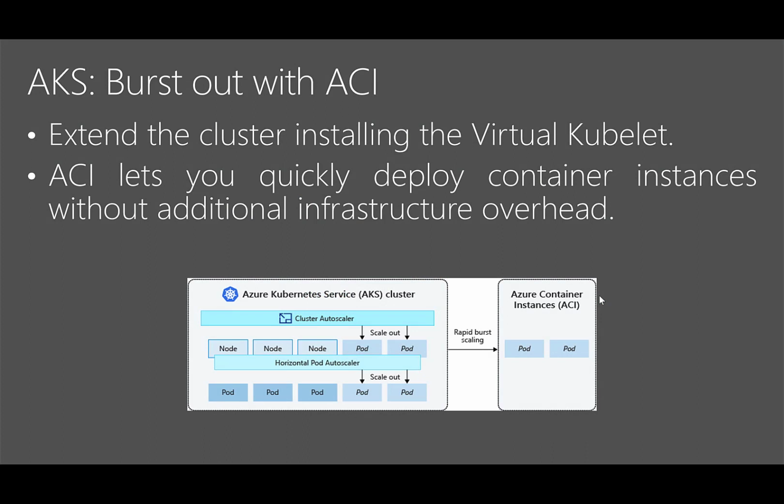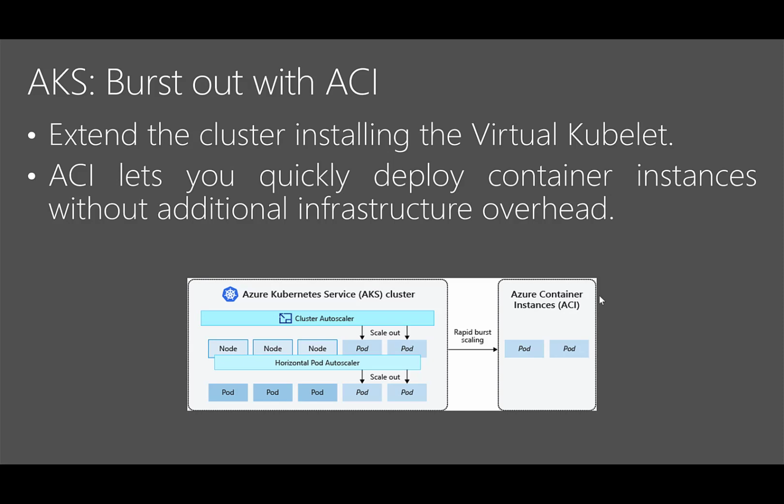All right, let's continue. On the scaling side, you can also burst out with Azure Container Instances. This is done through extending the cluster, installing the virtual kubelet, or it's in preview. You can also install an add-on on the Azure Kubernetes service just for Linux, Azure Container Instances. And what this lets you do is to quickly deploy container instances without additional infrastructure overhead.